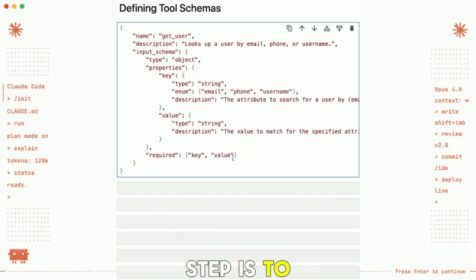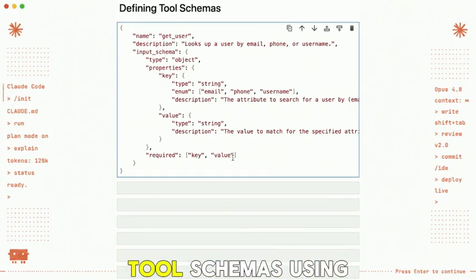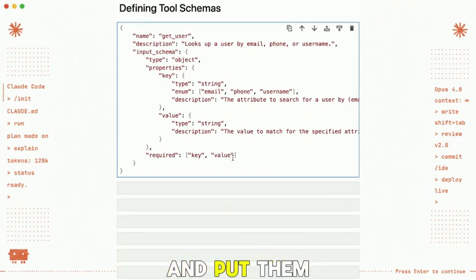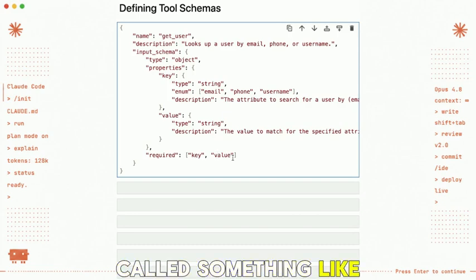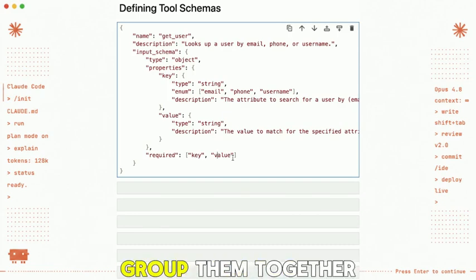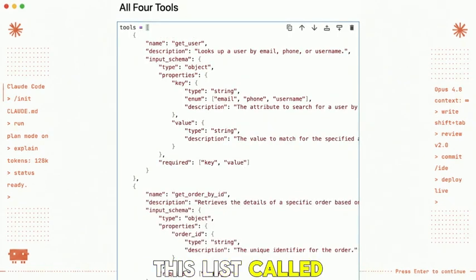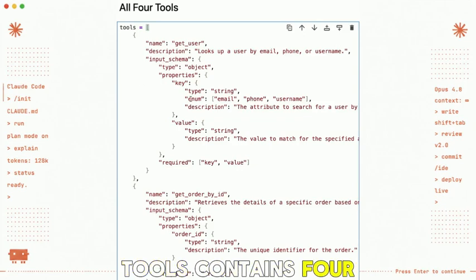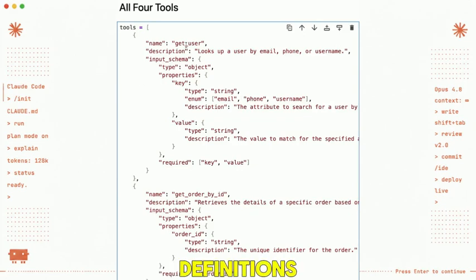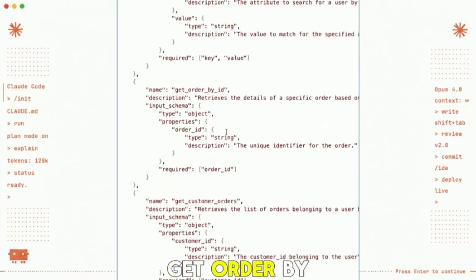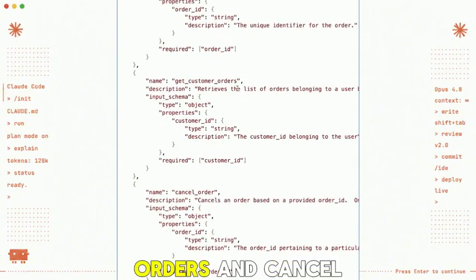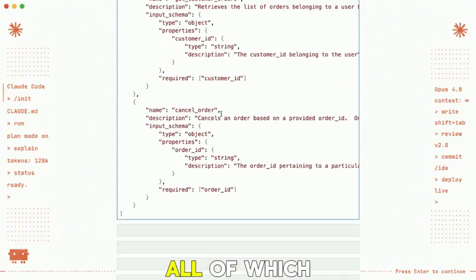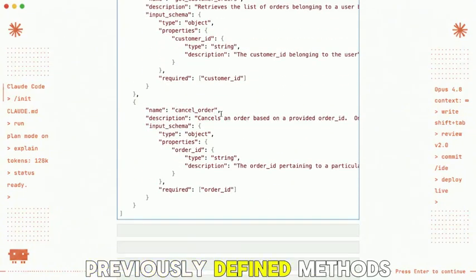So the next step is to define all of these tools. We have 4 different functions. We'll have 4 tool definitions or tool schemas using JSON schema and put them in a list called something like tools. The name doesn't matter, but we'll group them together. This list called tools contains 4 JSON schema tool definitions: getUser, getOrderById, getCustomerOrders, and cancelOrder, all of which correspond to the previously defined methods we saw in our fake DB class.